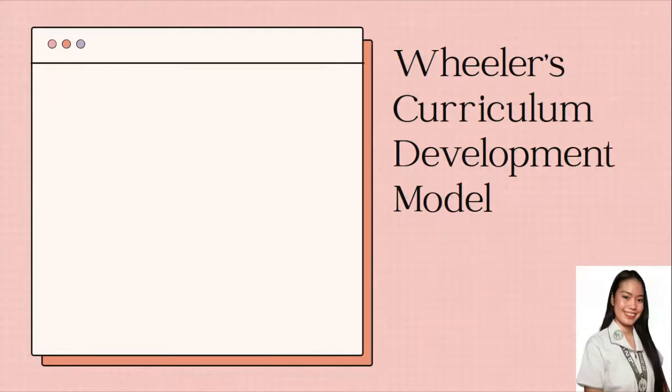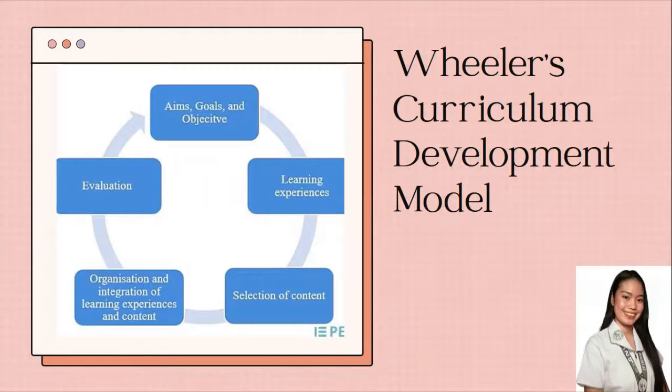Now, let's examine each phase or part of Wheeler's curriculum development model. The model starts with aims, goals, and objectives. It is the first step of the model, in which aims cover all the experiences provided in the curriculum. Goals are tied to specific subjects or groups of content within the curriculum, while objectives describe more specific outcomes as a result of a lesson or instruction delivered in a classroom.